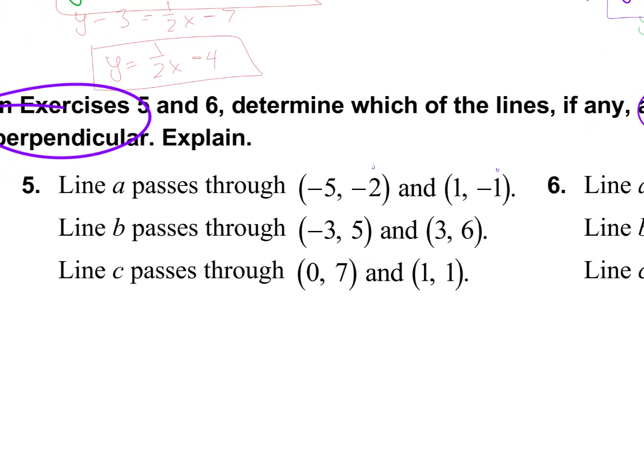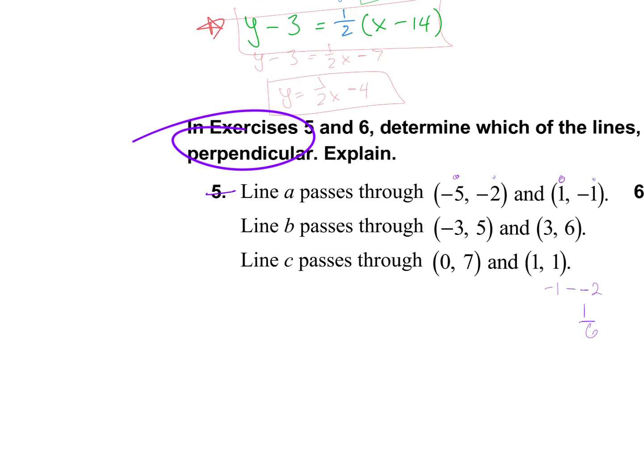So -1 minus 2, well, hold up, -1 minus -2, almost made a mistake. That's -1 plus 2, or 1. And then 1 minus -5, so that's 1 plus 5, that's 6. Sorry, this slope is 1/6. Let's change colors here. 6 minus 5 is 1. 3 minus -3 is 6. That's this one. And last is 1 minus 7, that's -6. 1 minus 0, that's 1, or just -6.